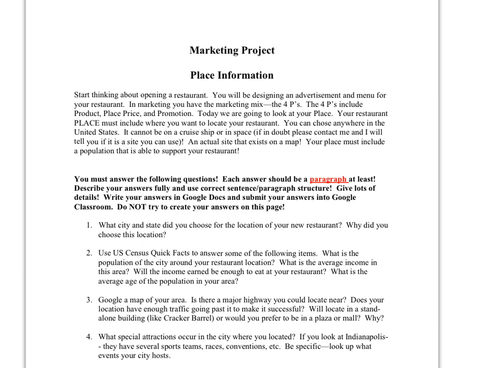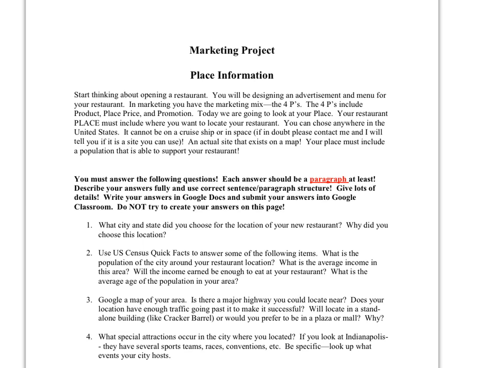Question 2 asks for facts about the area. In a minute, I'll show you how to use the U.S. Census Quick Facts to answer some questions. Some of the questions you must answer: what's the population around your restaurant location? What's the average income? Will the people have enough income earned to be able to eat out at restaurants? What's the average age of the population around your restaurant? Just kind of questions about the people that live around there.